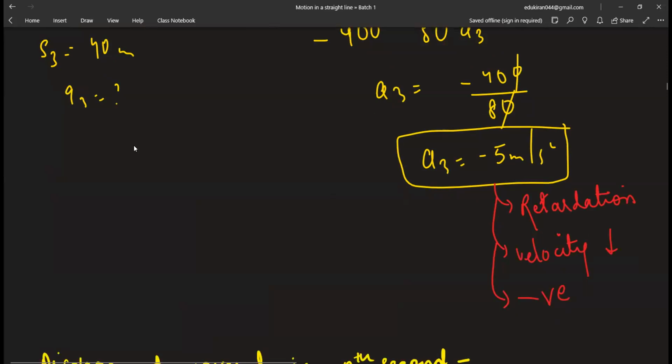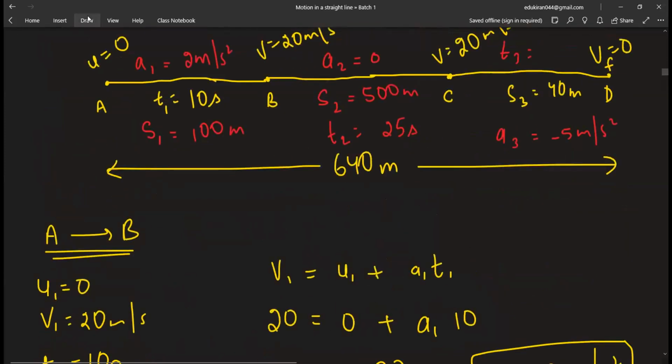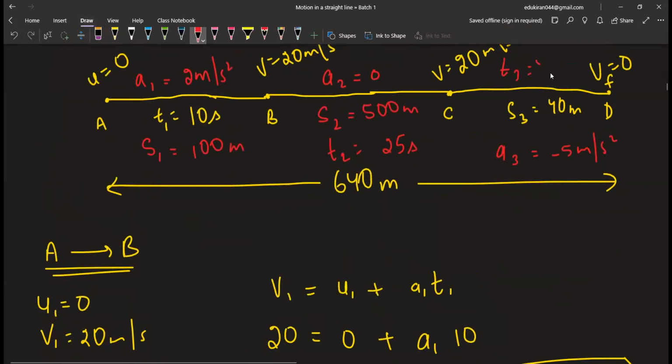Lastly, one more thing that is left is time also. So for time, we can use v is equal to u plus at. Final velocity is 0, is equal to initial velocity, here in this part, 20, plus acceleration minus 5 into t. So 20 is equal to 5t, t is equal to 4 seconds. So here we have obtained the time also, 4 seconds.